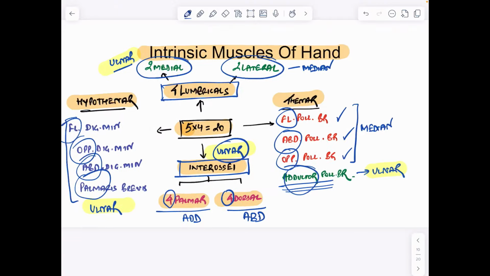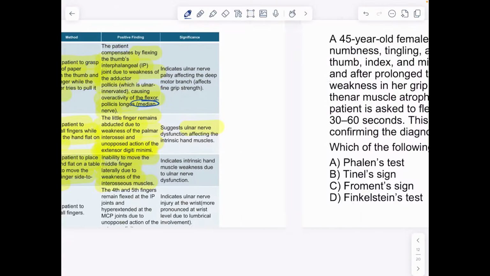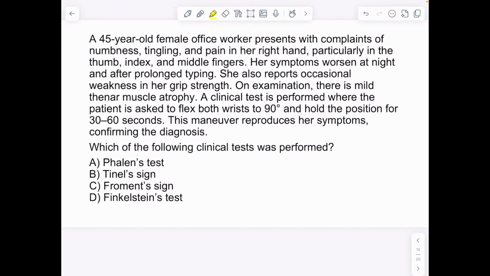Hopefully you have understood everything related to the ulnar nerve injuries. Coming on to the next question, or the next topic itself. A 45-year-old female office worker presents with complaints of numbness, tingling, and pain in her right hand, particularly in the thumb, index finger, and the middle finger. Index finger and the middle finger are affected. That means think of the median nerve.